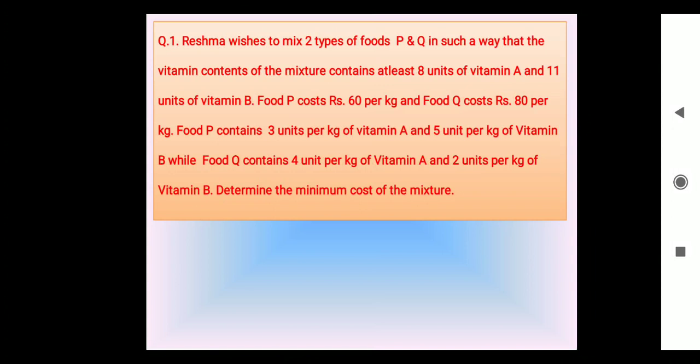And both food P and food Q are containing vitamin A as well as vitamin B, by 3 units per kg of vitamin A and 5 units per kg of vitamin B in P type of food, and 4 units per kg of vitamin A and 2 units per kg of vitamin B in Q type of food. Now we have to find the minimum cost of the mixture, that is to find the minimum value for the given linear objective function. Let us understand how to formulate the linear objective function by the data.